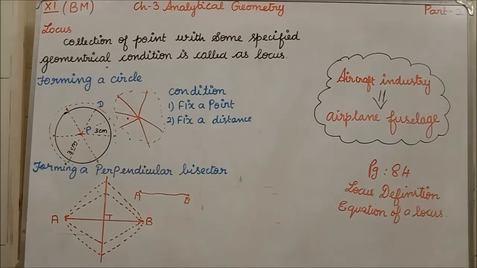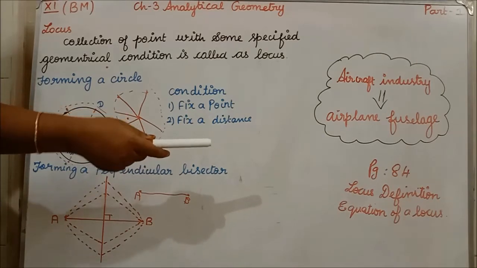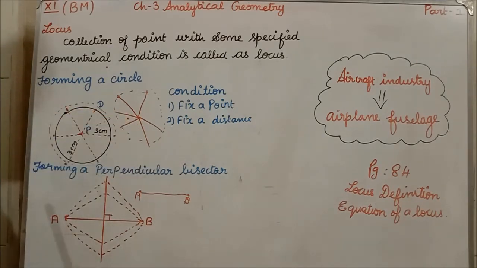Students, you are not going to copy these as your notes in your classwork. You are going to copy what is given on page number 84: the locus definition as well as the equation of a locus given in your book. Only that you are going to copy from your book into your classwork. In that equation of a locus, you will have two diagrams. Those two diagrams also you are going to copy in your classwork.